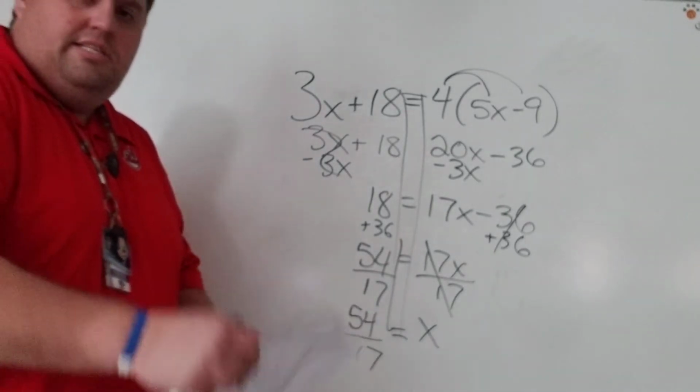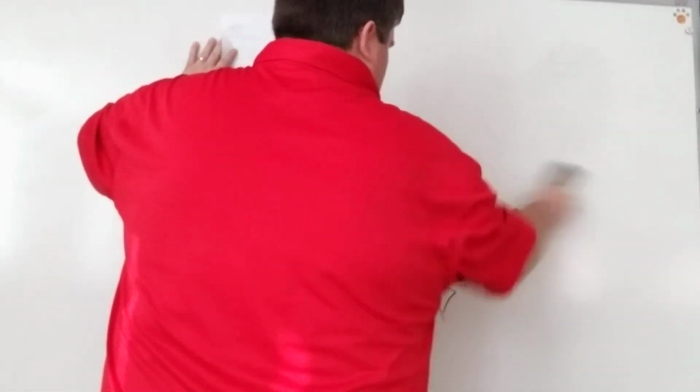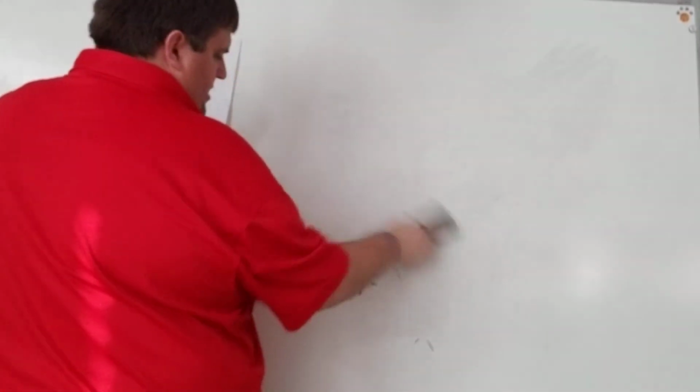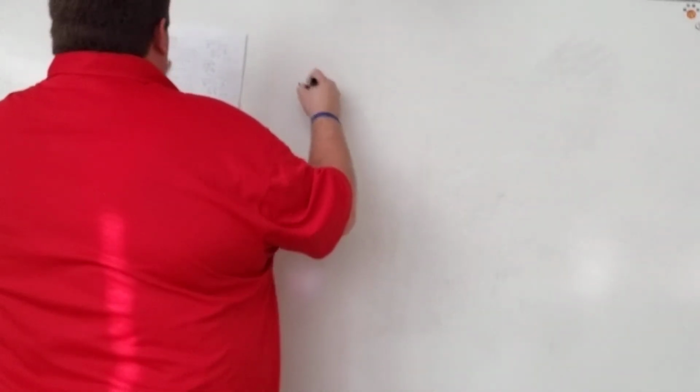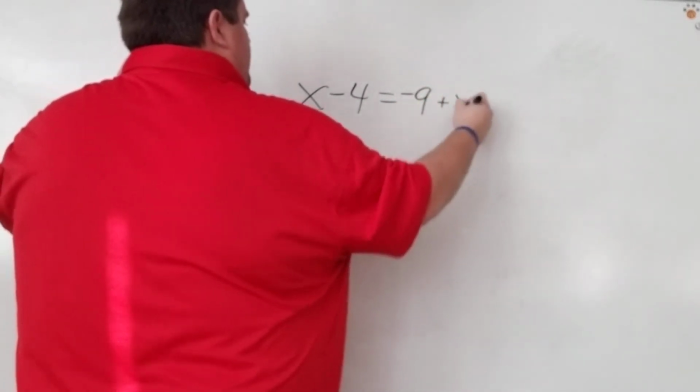All right, that's the front. Let's go to the back. Number 9. Let's see, we have x minus 4, negative 9 plus x.